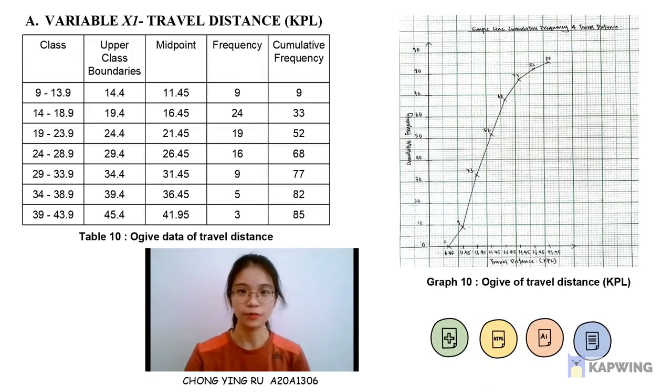We use two variables, which are x1 and x2, to draw our graphical representation. The first variable, x1, is travel distance. Based on the table, it can be seen that there are 7 classes in travel distance, and we use the ogive graph. The plot points of the ogive graph represent the class midpoint and their corresponding cumulative frequency.